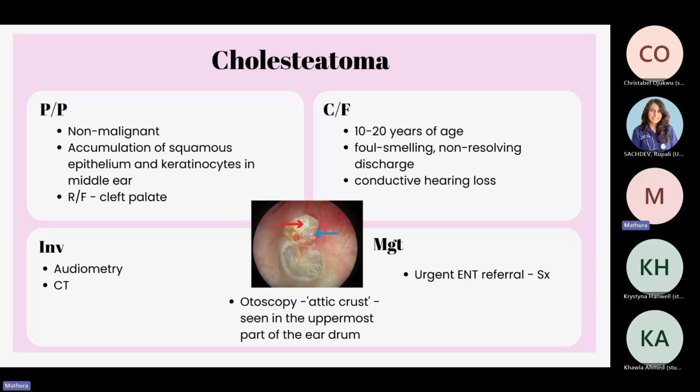On otoscopy, you would usually see an attic crust, which is in the uppermost part of the eardrum. It's very easy to miss because it's not painful. And when you do an otoscopy, you have to really make sure to swing your otoscope right round to the tops just to make sure that there's nothing growing there. If you do see something or you have a suspicion of it, you would refer to ENT on an urgent basis so that they can do a CT head, because basically you want to rule out any erosion of the petrous bones, and consider surgical removal.